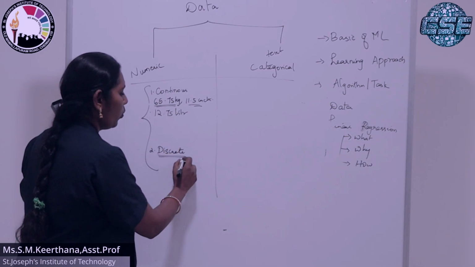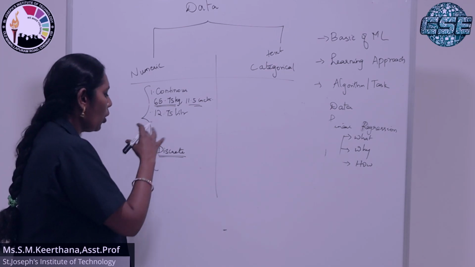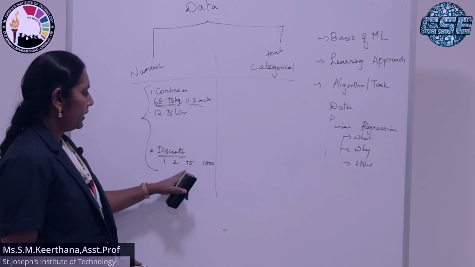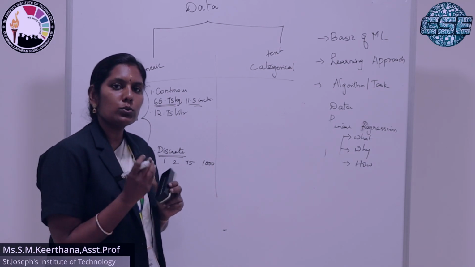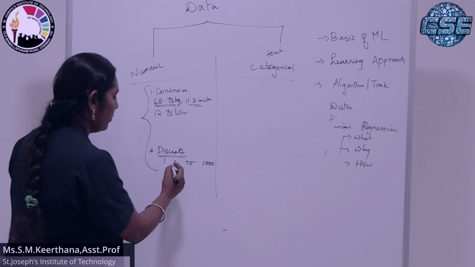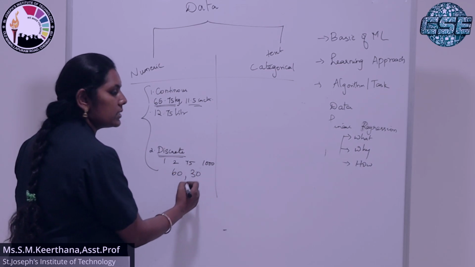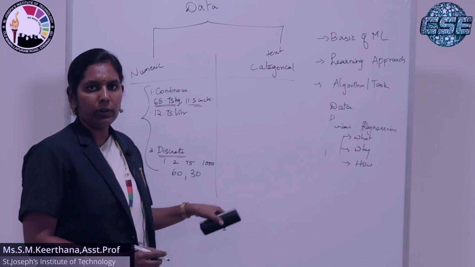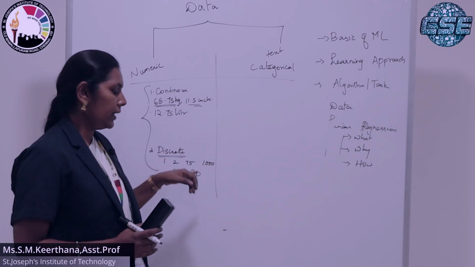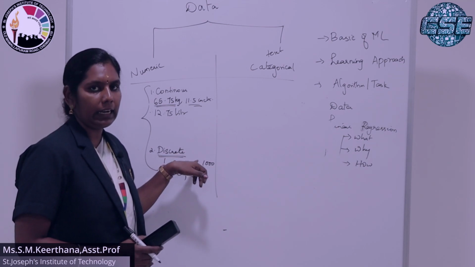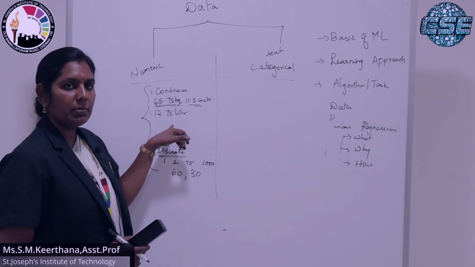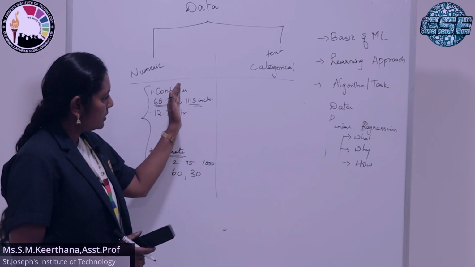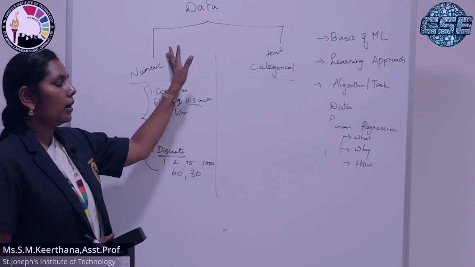Next, discrete data. Discrete data is whole numbers like 1, 2, 75, 1000. For example, when a person asks how many students are present in a class, we could give a whole number like 60 students or 30 students. We couldn't say 35.7 students or 30.2 students. We could never give that answer. So when it is a whole number, we call that discrete data in machine learning. When it is a decimal number, we call it continuous data. These two types of data come under numeric data.